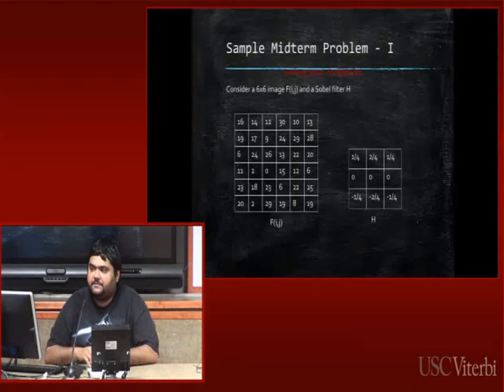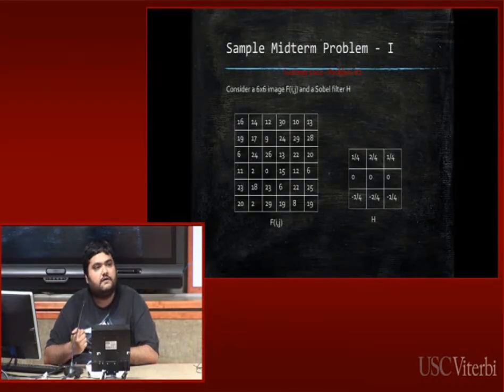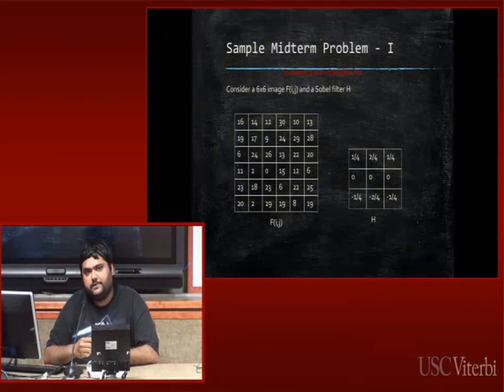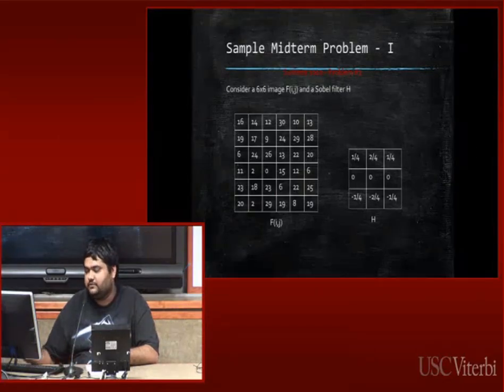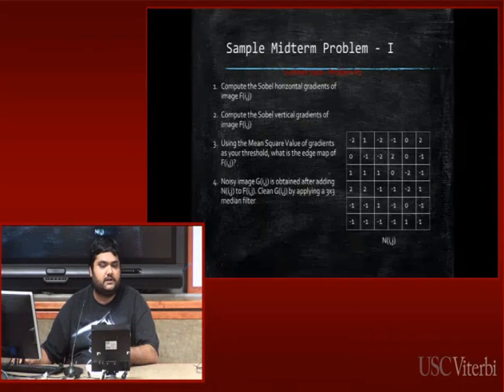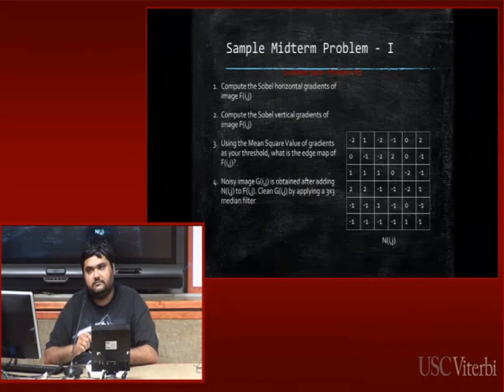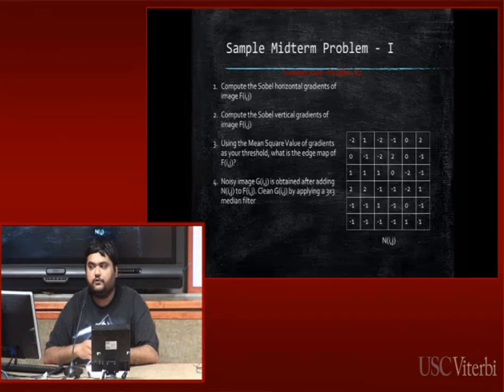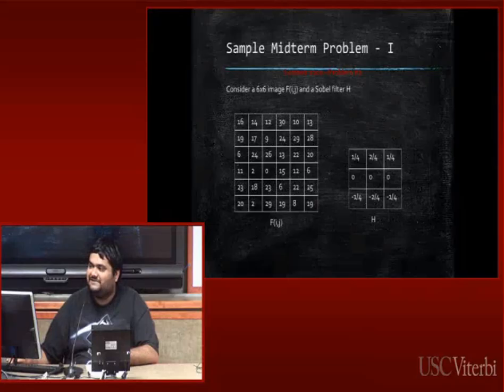Now this is the first sample midterm problem. You're given a 6x6 image and a filter mask H, and you have to apply the filter. This is a very numeric problem, very straightforward. You'll just have to do what you were doing in the coding, the same operation of convolution, and you have to do it by hand. Oh, sorry, I have the wrong one.